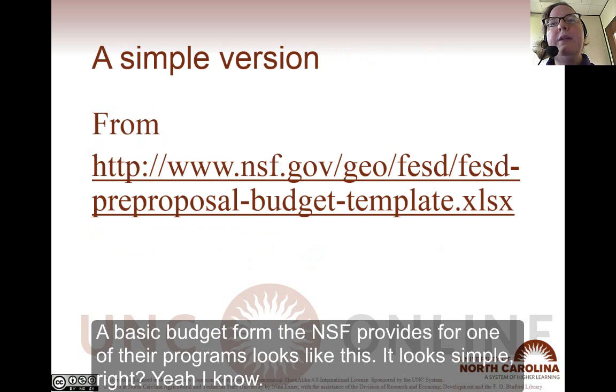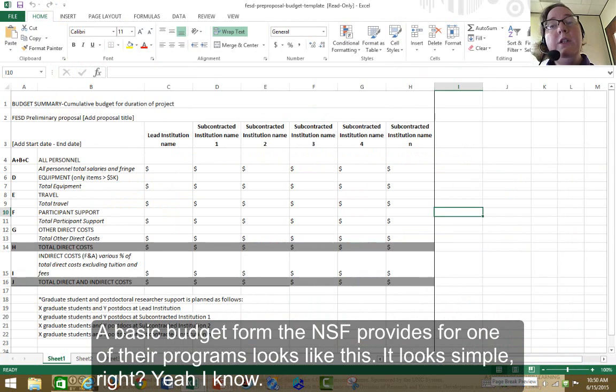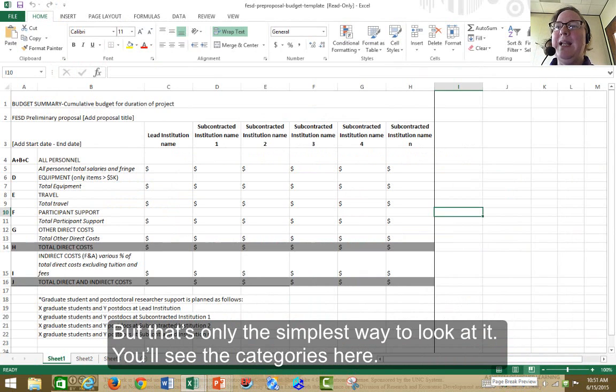A basic budget form the NSF provides for one of their programs looks like this. It looks simple, right? Yeah, I know, but that's only the simplest way to look at it. You see these categories here.